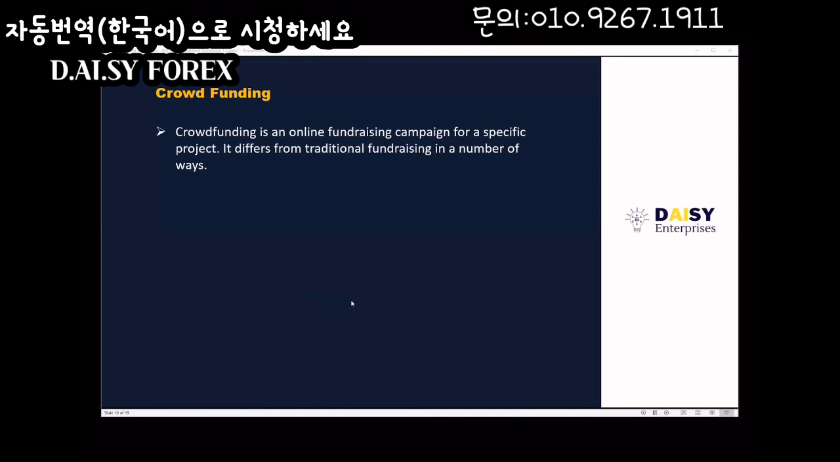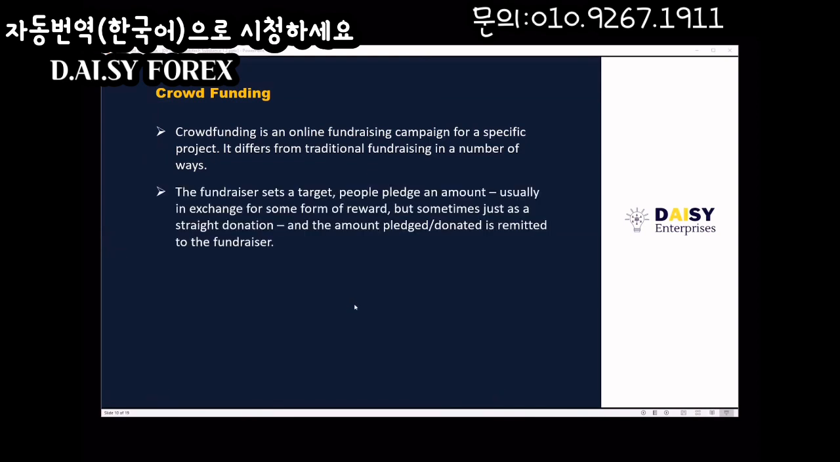Crowdfunding is an online fundraising campaign for a specific project. It differs from traditional fundraising in a number of ways. The fundraiser sets a target, people pledge an amount or pay in an amount, usually in exchange for some reward, but sometimes just as a straight donation, and the amount pledged or donated is remitted to the fundraiser.